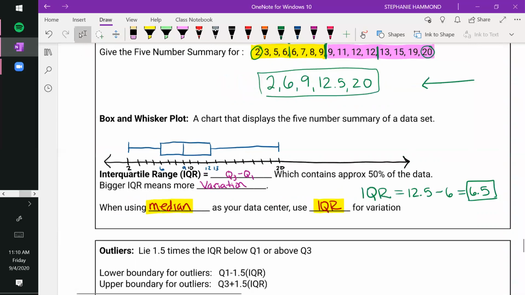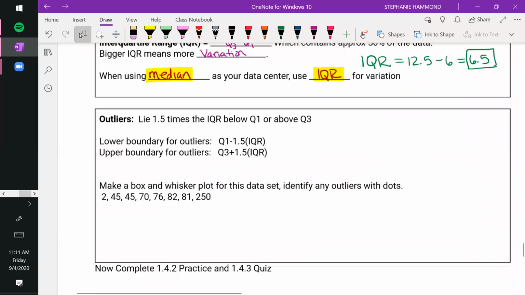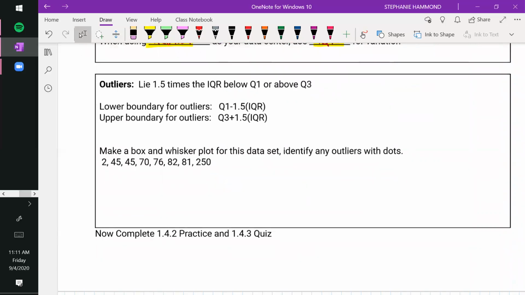Using that IQR, we can also figure out if we have outliers. Outliers we talked about before also. Outliers are numbers that are way, way, way smaller than most of our data or way bigger than most of our data. So you can see in the data set that I have down here that I appear to maybe have some outliers.